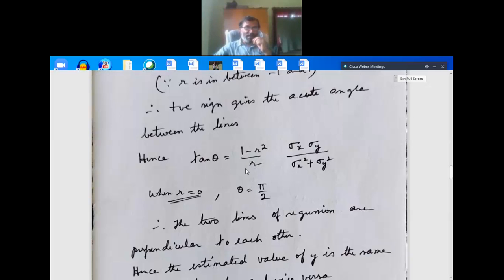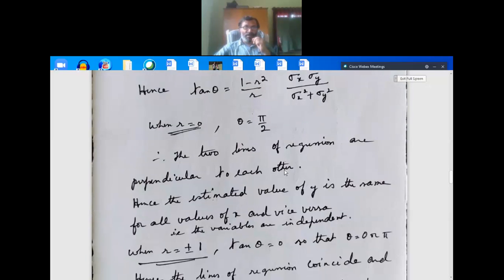Because here, when r is 0, the expression will be infinity. Whatever the value of the rest, the numerator is 1, and 1 by 0 is infinity. Tan theta is infinity, which means theta equals pi by 2. Again I repeat, when r equals 0, the numerator will be 1 and the denominator will be some standard positive numbers, but any number divided by 0 is infinity. So tan theta is infinity and theta will be equal to pi by 2.